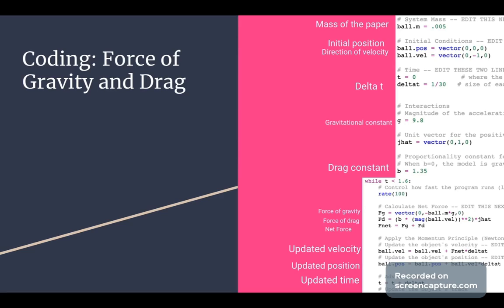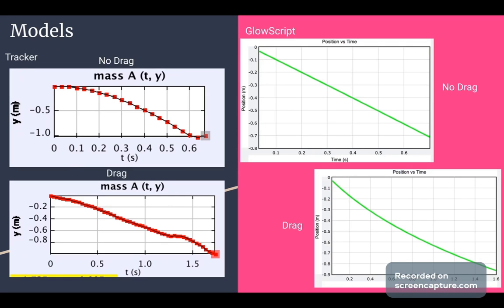The code including drag force is the same, except b is now equal to 1.35, which is found using trial and error. Also, the net force is equal to the force of gravity plus the force of drag. The model on the top left shows the tracked motion of the crumpled paper from the video, while the modeled motion with no drag is shown on the top right. This is the same for the bottom graphs, except they model the paper's motion with drag.